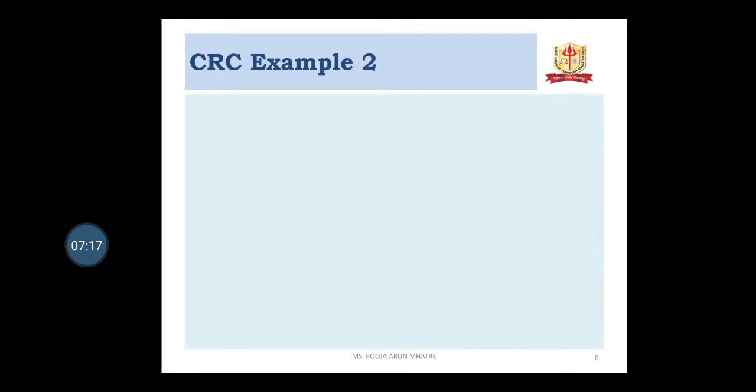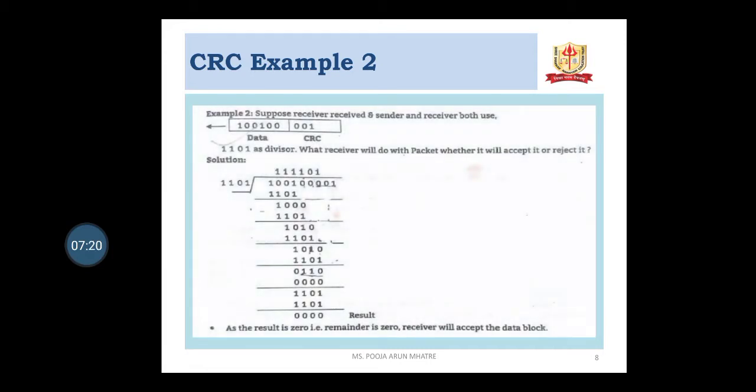CRC example 2. Suppose the receiver received data, and sender and receiver both use the same divisor. That means the data received is 100 including the CRC bits, that is 001, and 1101 is the divisor.